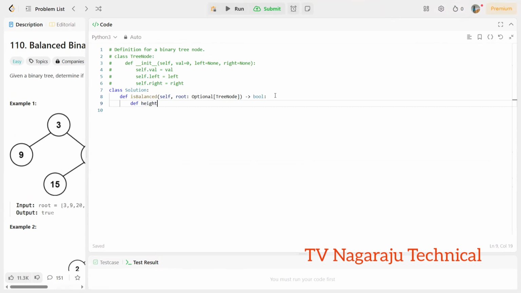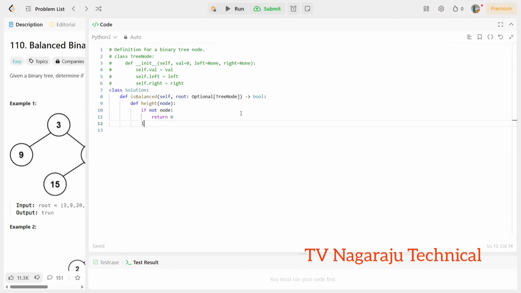Use the same term, height, and what is given? self, root, Optional TreeNode. Here I am taking one node value. For that node, I am calculating the height of its left subtree and right subtree. First condition, if not node, what is the meaning? There is no node. If there is no node, simply return 0.